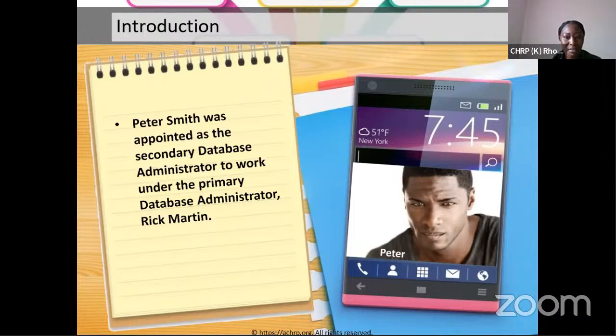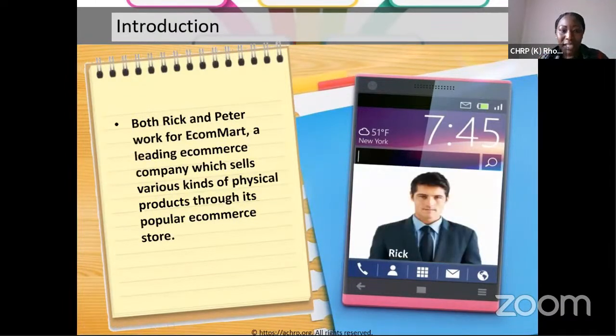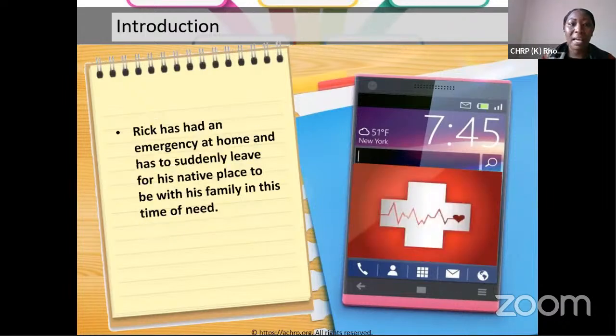So Peter Smith takes up this job and he reports to Ricky Martin, who is the primary data administrator. Then, as fate would have it, both Rick and Peter worked for this organization called Ecomart, a leading e-commerce company which sells various kinds of physical products through its popular e-commerce store or the platform.